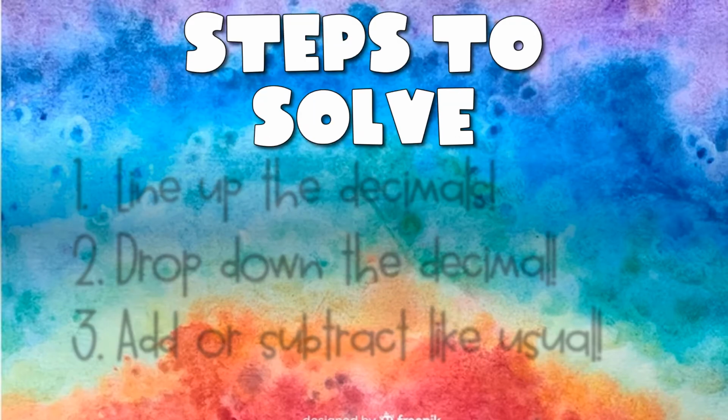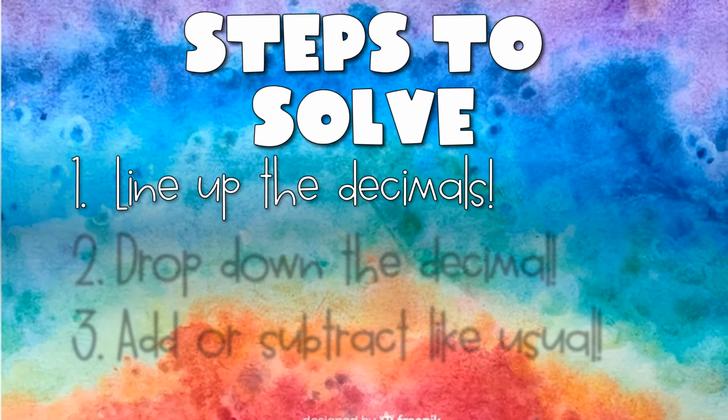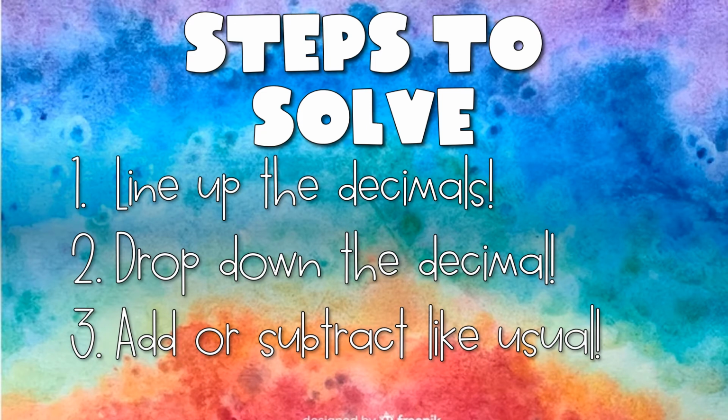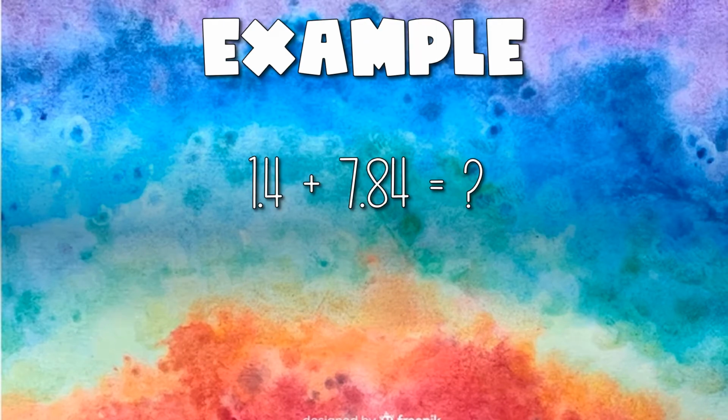Our steps to solve an adding or subtracting problem with a decimal in it is to first line up the decimals, drop down the decimal, and then add or subtract like we normally would using the standard algorithm method. So for our first example, we have 1 4/10 plus 7 84/100ths.